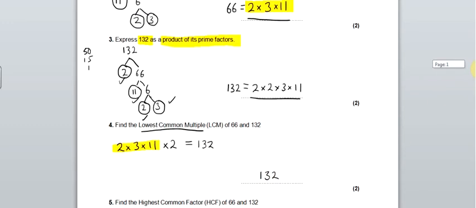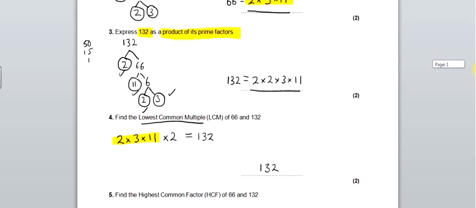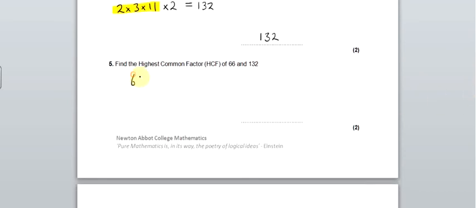Now we're going to find the highest common factor. So I'm just going to write this down here. So 66 is 2 times 3 times 11, and 132 was 2 times 2 times 3 times 11. So to find the highest common factor, you just see what's in both lists. So they've both got an 11 in them, they've both got a 3 in them, and they've both got a 2 in them. So you take those numbers, 2 times 3 times 11, and multiply them up, and in this case we get 66. So that's our highest common factor.